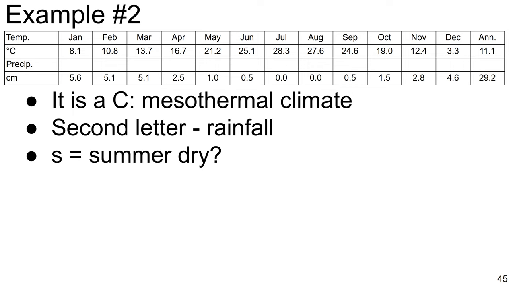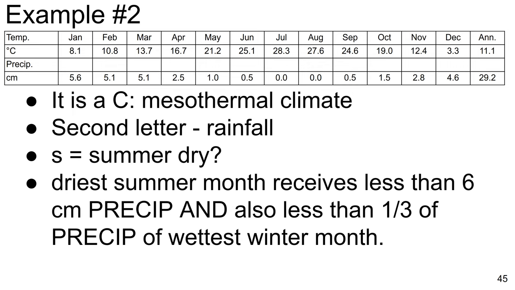All right, so second letter, rainfall. Is it a summer dry? The driest summer month is getting zero, and zero is less than a third of the wettest winter month, which is going to be 5.6. So yes, zero is less than 1/3 of 5.6.